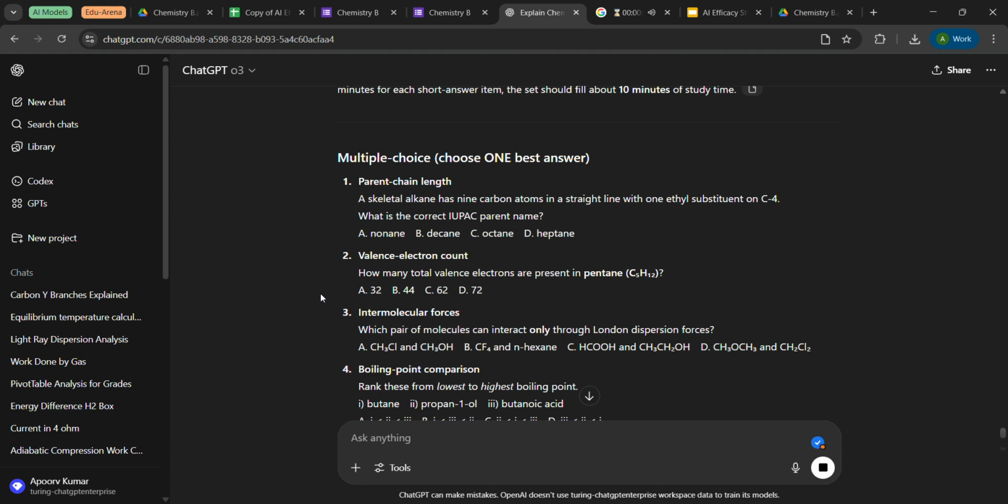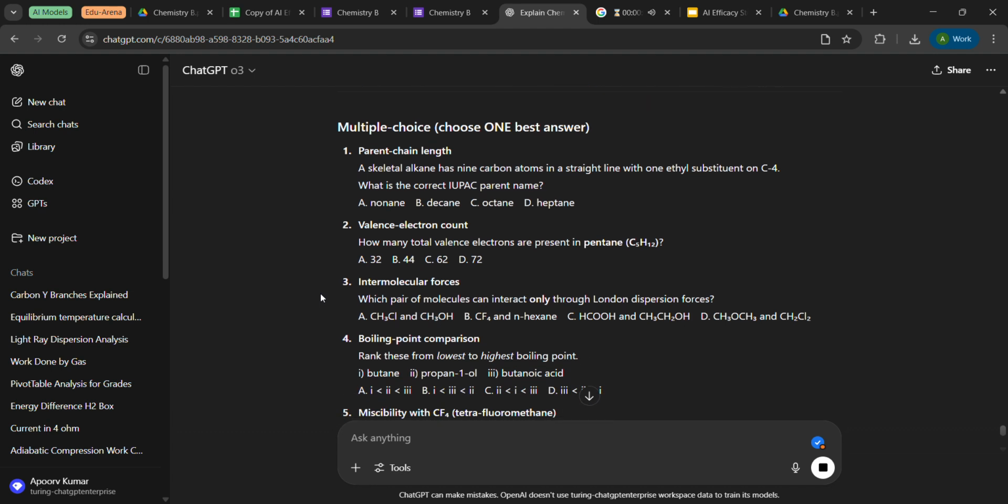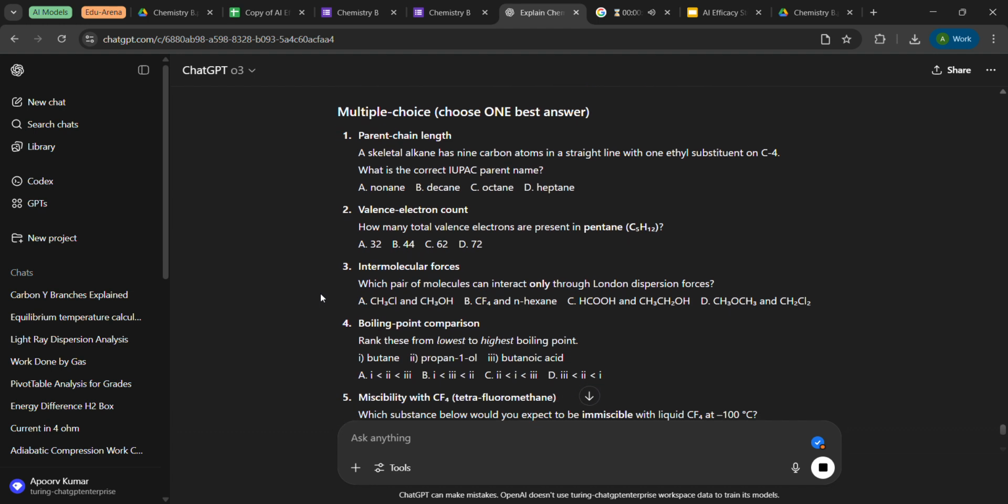So for the parent chain: a skeleton alkane has 9 carbon atoms in a straight line with 1 ethyl substituent on C4. What is the correct parent chain name? Meth, eth, prop, but? It should be nonane, right?